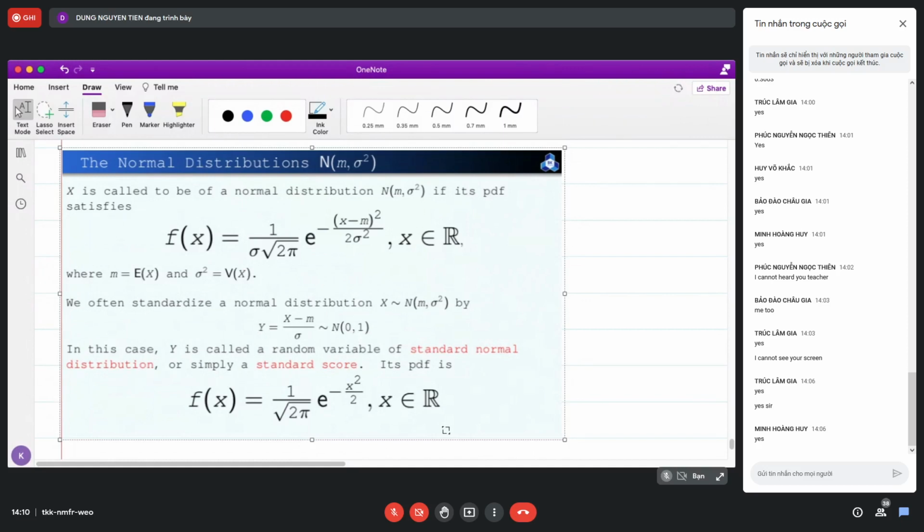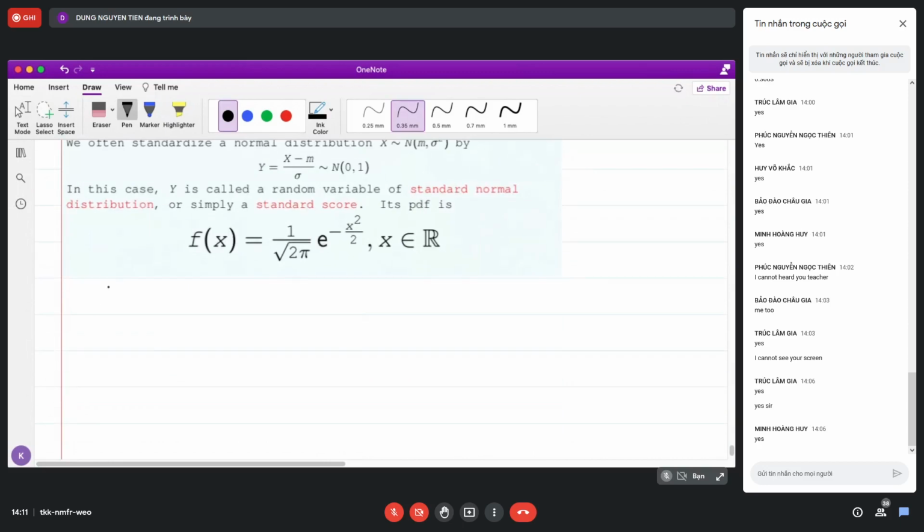The way they got this function is to find the limit of a sequence of binomial distributions or Poisson distributions. Then you should be able to get that formula. Then we can standardize a normal random variable x by considering y equals x minus m over sigma, and we can prove that y follows the standard normal distribution. In this case, the random variable y is called a random variable of the standard normal distribution, or simply the standard score of x.